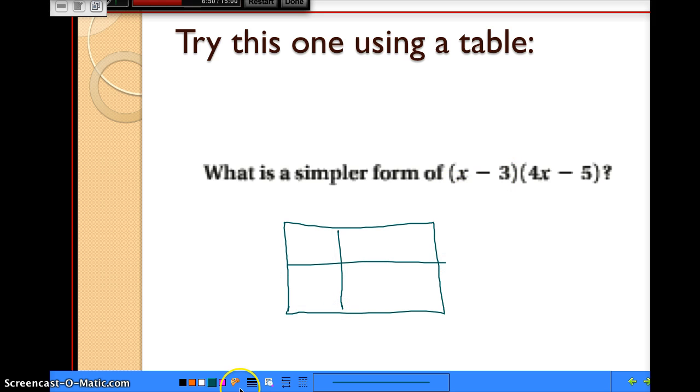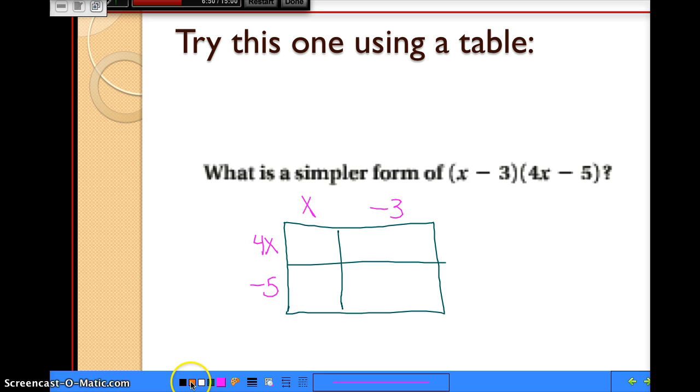Now, you may have decided to put the x minus 3 on horizontally or vertically. Like I said, it really doesn't matter where you put it. We'll still come up with the same answer. Understand that the 3 is a negative, and the minus 5 means negative 5.